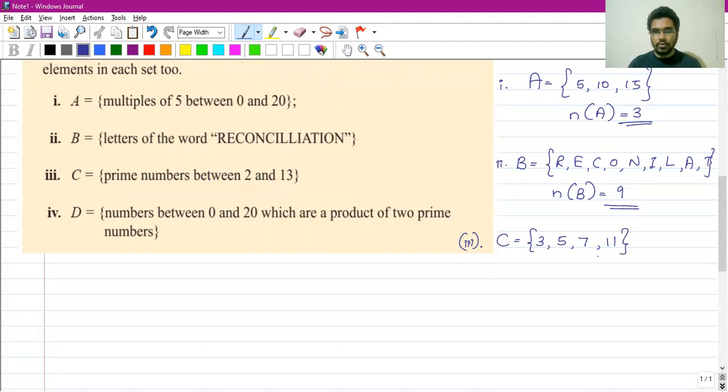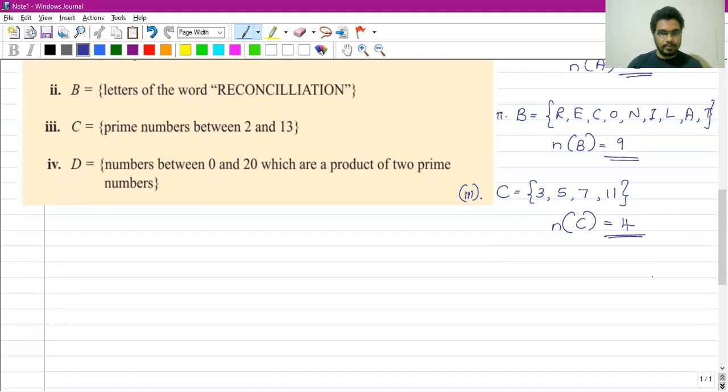So 1, 2, 3, 4. So we can write number of elements in C is equal to 4. So this is the answer for third part.